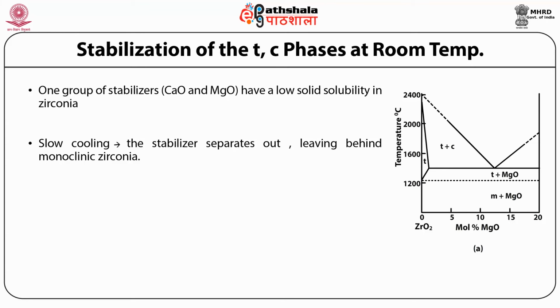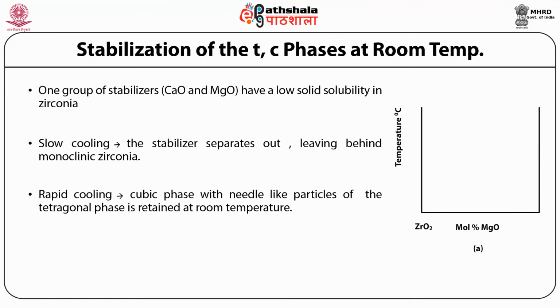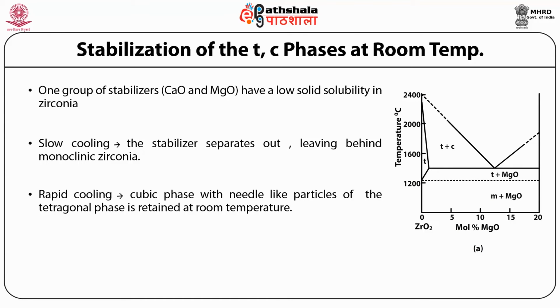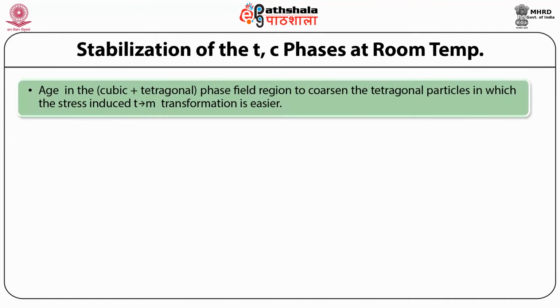However, if the cooling is rapid, a cubic phase in which needle-like particles of the tetragonal phase are present is retained at room temperature. This material is then aged in the cubic and tetragonal phase field region to coarsen the tetragonal particles. This is necessary because small tetragonal particles do not undergo stress-induced transformation very easily.